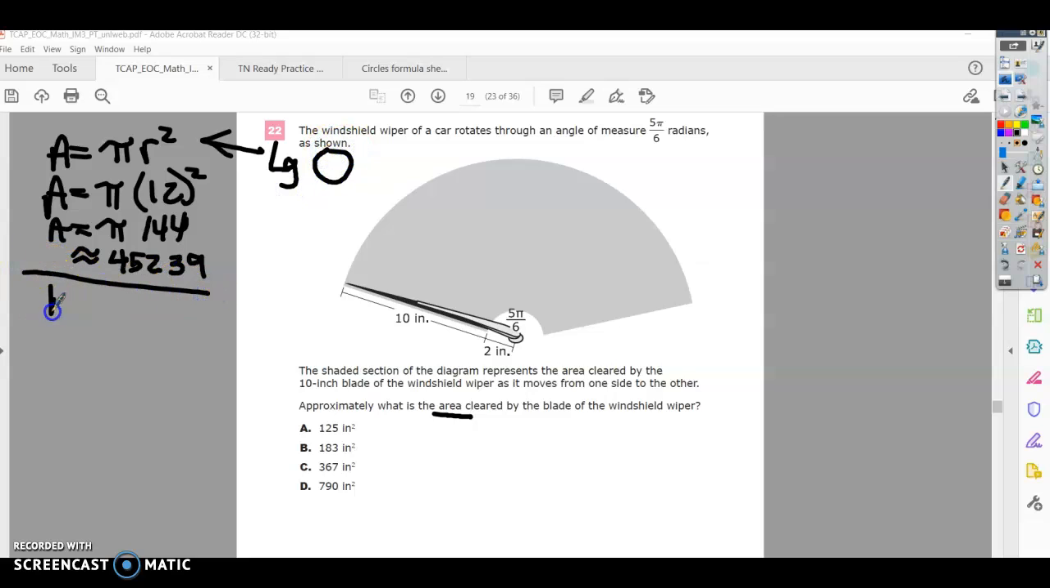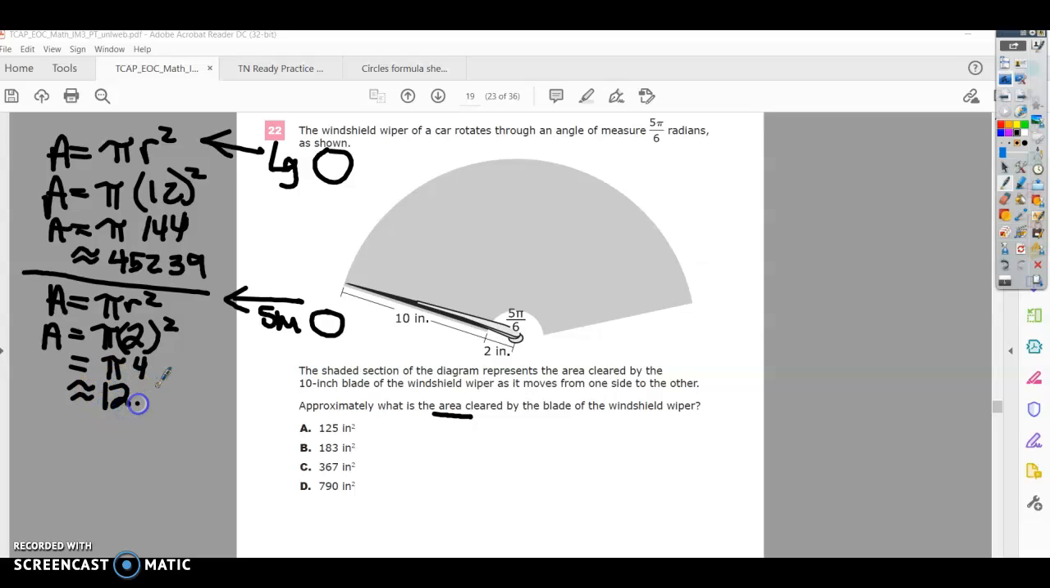Now we're going to find the area of the small circle. You can see in the center, there's this portion here that's not being wiped by the blade. So we're going to have to subtract that. So this is going to be the small circle. Area equals, same thing, pi r squared. So pi times this radius would be 2 squared, which is pi times 4. Pi times 4 is approximately 12.57.